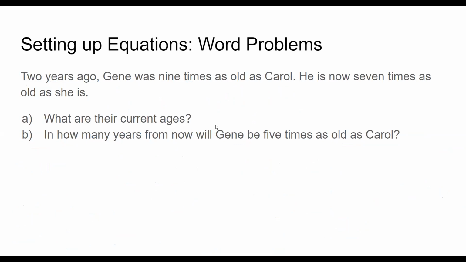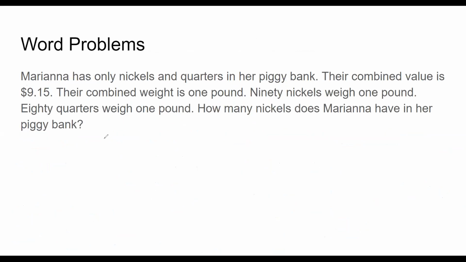Let's try another one. Mariana has only nickels and quarters in her piggy bank. Their combined value is $9.15. Their combined weight is 1 pound. 90 nickels weigh 1 pound and 80 quarters weigh 1 pound. How many nickels does Mariana have in her piggy bank?